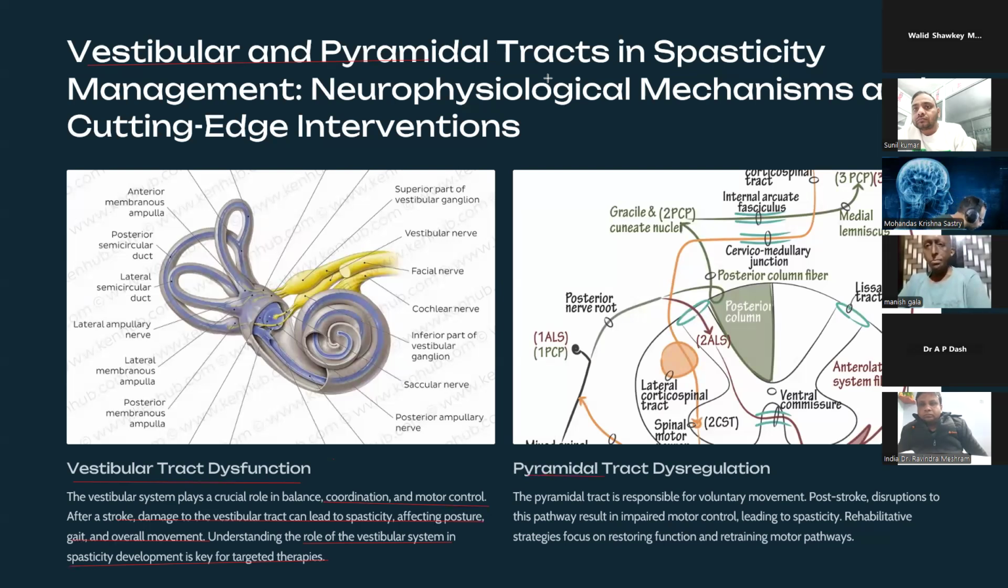So we are speaking about the pyramidal tract. The pyramidal tract is responsible for voluntary movement, and this pathway is responsible for impaired motor control. So now you understood the corticospinal and vestibular tract dysfunction and the pyramidal tract dysfunction. The vestibular system plays a crucial role in balance, coordination, and motor control. So if you see the patient is not balanced, is not developing balance, what do you do?